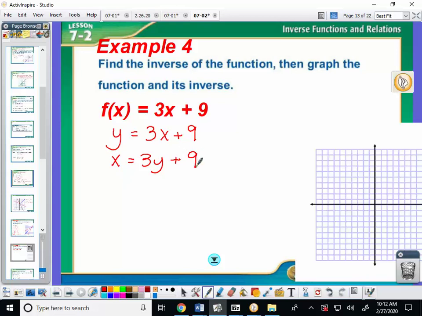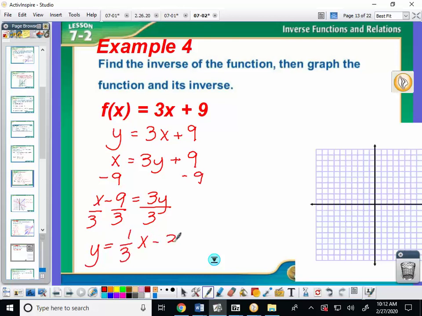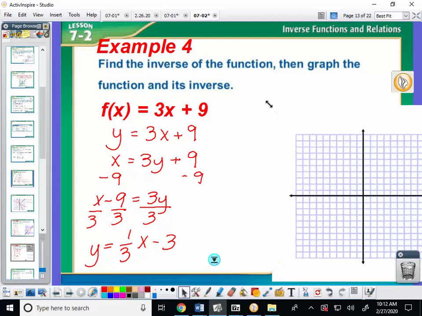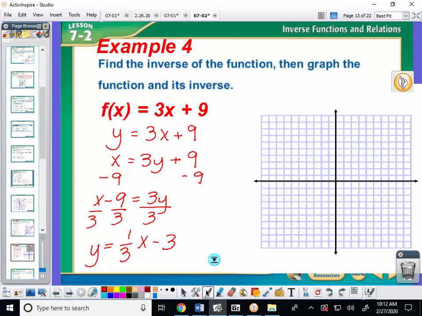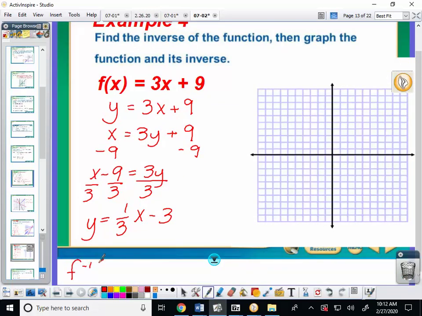And then solve for y. We'll subtract 9. So x minus 9 equals 3y. We'll divide by 3. So we have y equals 1/3 x minus 3. And the last step, which I don't want you to forget to do, what are we going to do there? Inverse of x. Right, make it the inverse function. So f inverse of x equals 1/3 x minus 3.